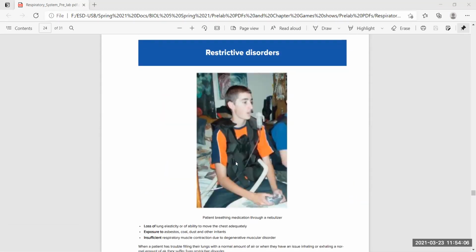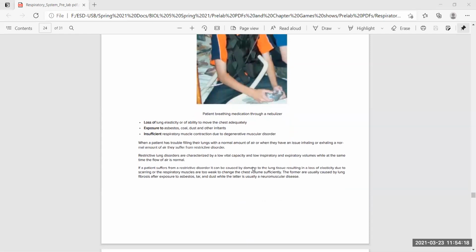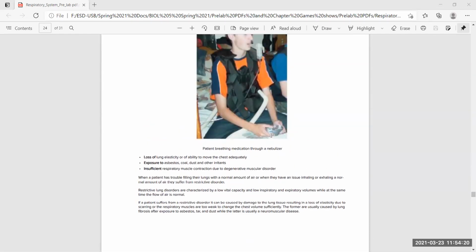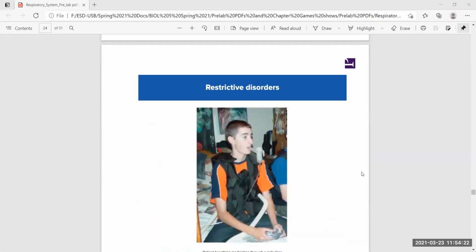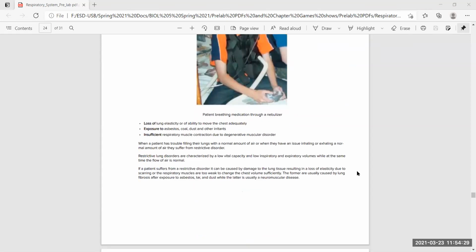This is the restrictive disorder due to neuromuscular disorders. And this individual is taking inhalation medication through the nebulizer. The nebulizer contains a bronchodilator, which opens up the bronchi and bronchioles so they can get more oxygen.